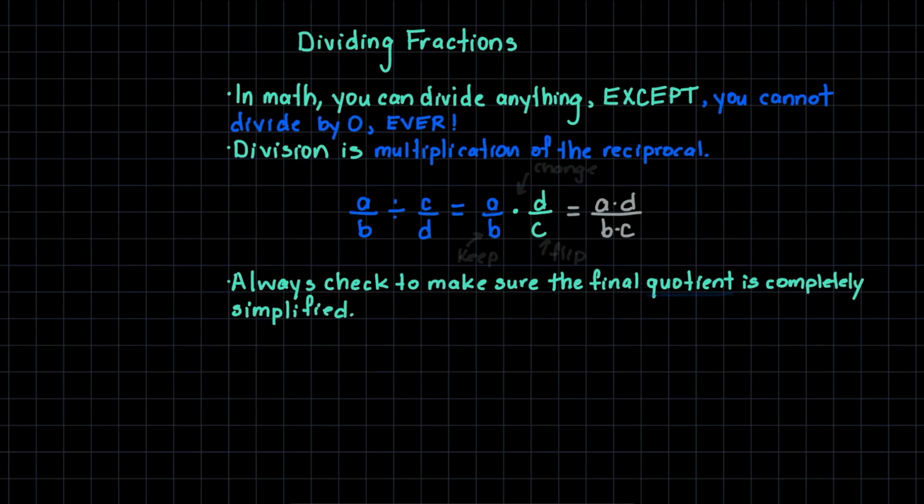Division is multiplication of the reciprocal. That is how it is defined. So if I have A over B divided by C over D, that's equivalent to A over B times the reciprocal of C over D, which means flip it, so D over C. And then we know the rule for multiplication, we multiply straight across.